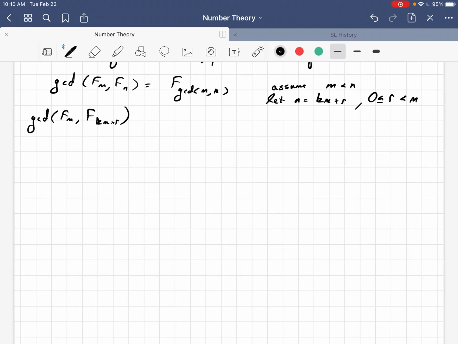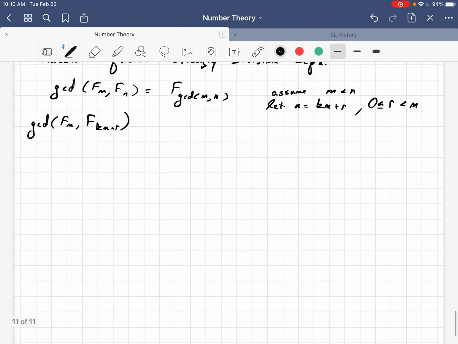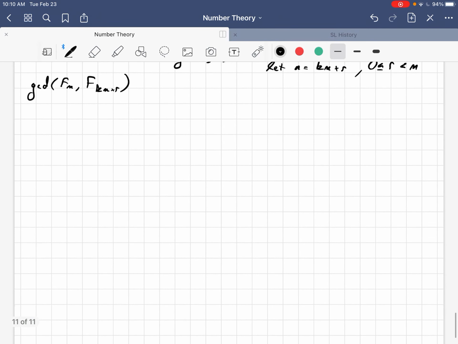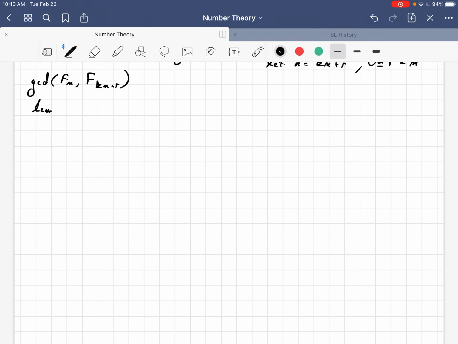And now what I need to do is establish a couple identities right here. And actually they're going to seem really odd. I'm going to actually use some matrices in linear algebra here. So the first lemma that I have is if I let A be equal to the matrix 0, 1, 1, 1, and I actually do have a video about this, about deriving Binet's formula for the nth Fibonacci number using this matrix and using eigenvalues.